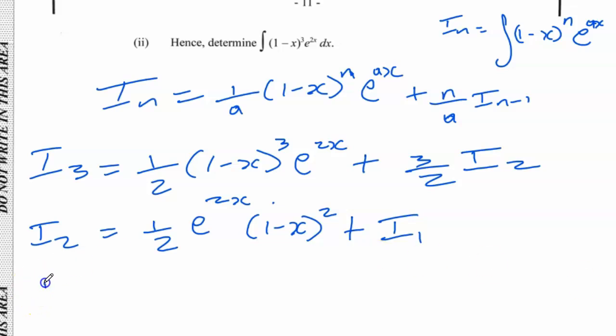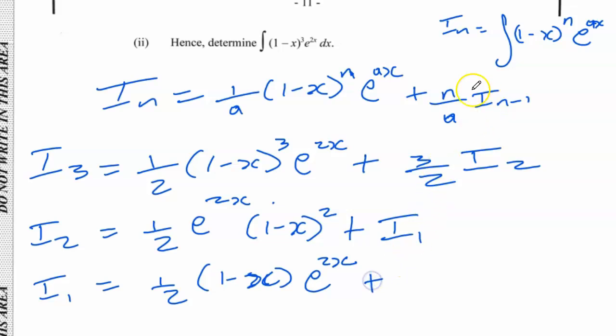To get I subscript 1, this time we'll come back. This time we're going to replace n with 1, and a with 2. So again, it is 1 over 2, 1 minus x to the power n, but n is 1, into e to the ax, but a is 2, right? Plus n is 1, a is 2, so half I subscript 1 minus 1, and that's 0. So let's just find I subscript 0.